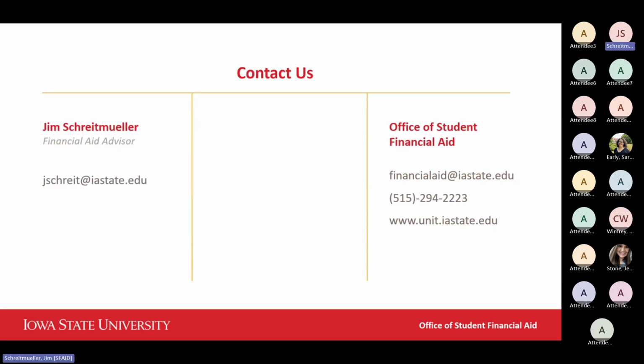All right. So that is our presentation. You can contact us at our Office of Student Financial Aid at 515-294-2223. Or if you have any specific questions, you can always email me at jschreit@iastate.edu. That's probably the best way to get in touch with me.